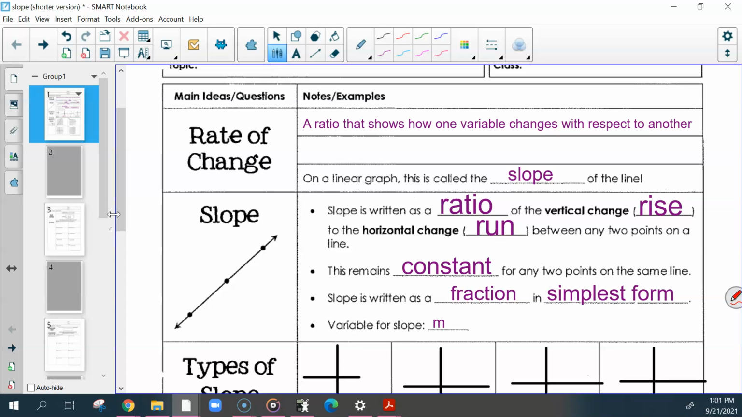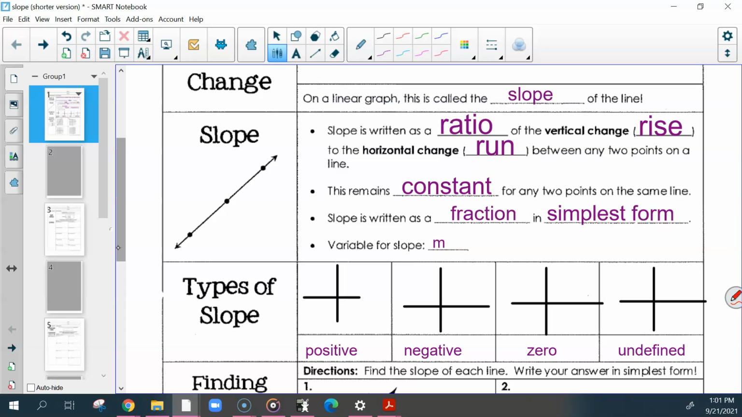So think about, some of you may sit straight up in bed before you actually get out of bed. So you rise before you run. That's me. I do that. The variable for slope is m.